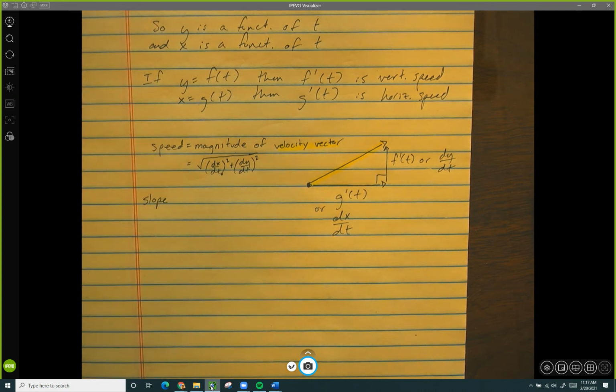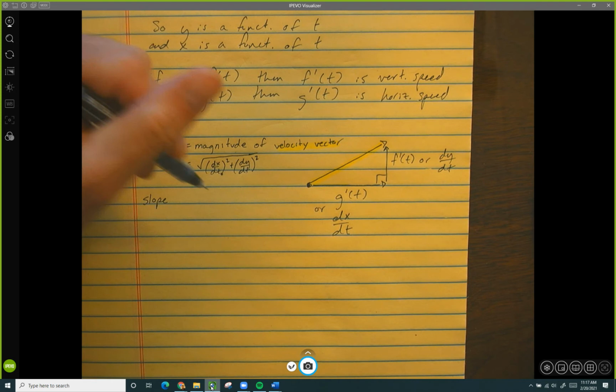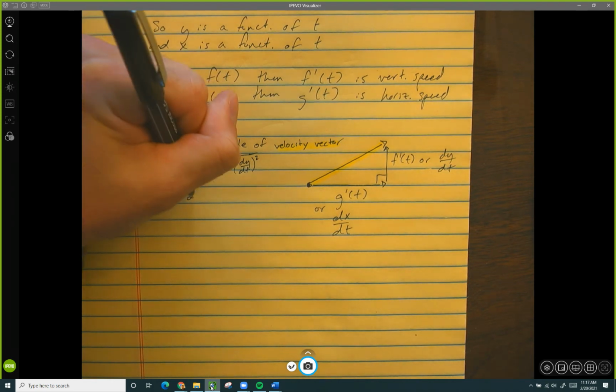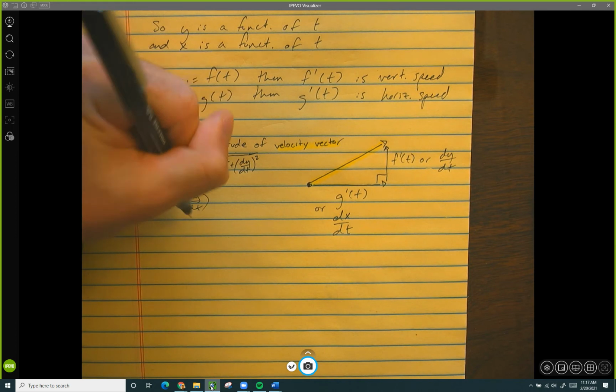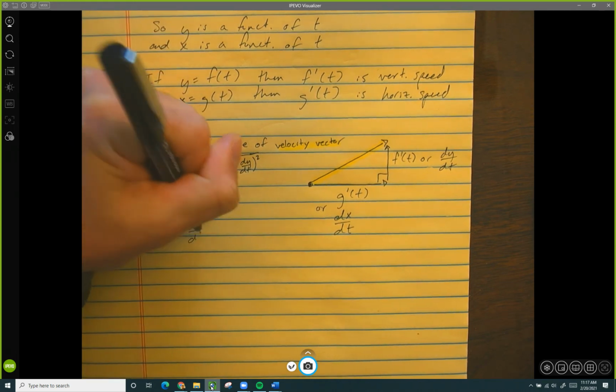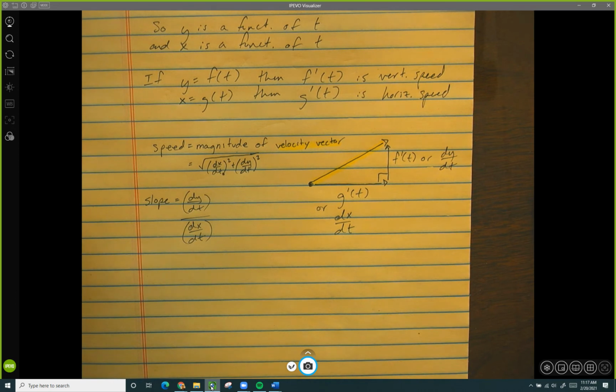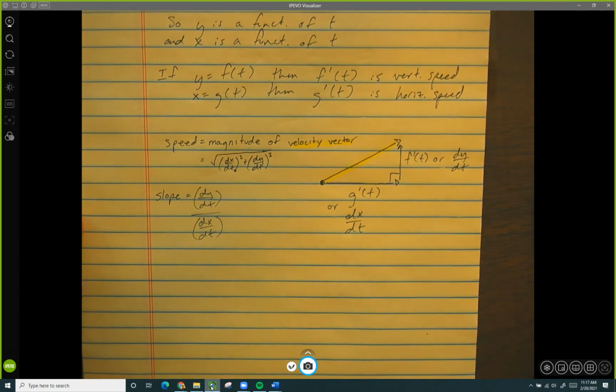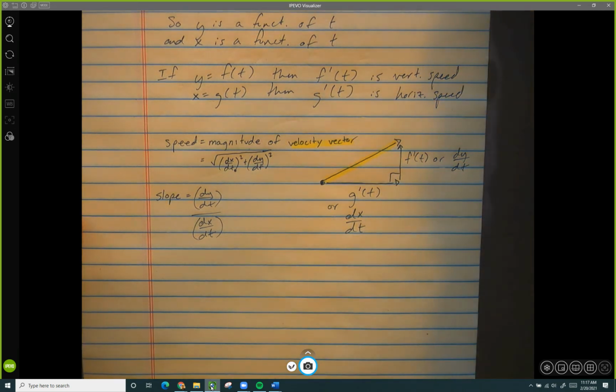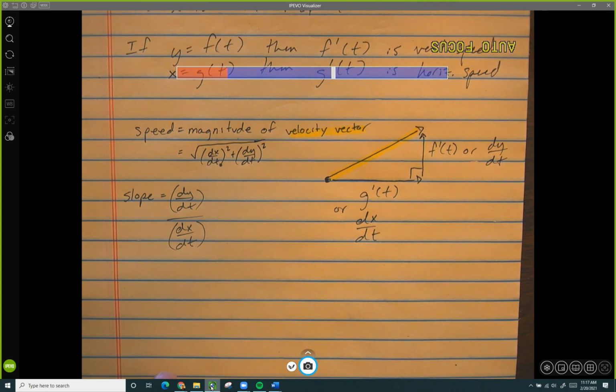Slope kind of gives us the direction. And so slope is rise over run, right? So the slope is going to be rise over run. The slope is dy over dt divided by dx over dt. Think about it for a second. Doesn't that equal dy over dx if you simplify it? Multiply the reciprocal, and you get dy over dx.